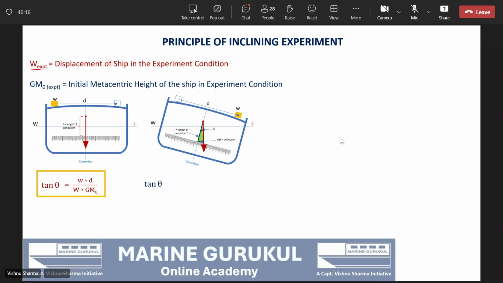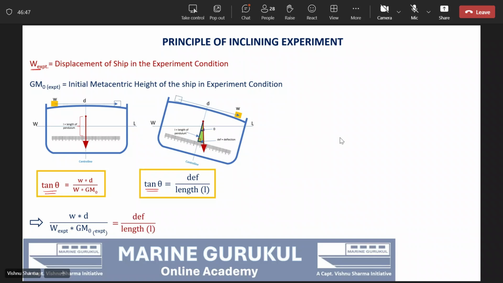And this angle obviously is 90 degrees. So in this right angle triangle, what will tan theta be equal to? Perpendicular upon base. It will be deflection upon L. Am I right, guys? Yes, sir. Now in these two equations, the left side is tan theta for both, so the right sides can be equated. w d upon W GM0 is equal to deflection upon length. Now you take GM0 on one side and everything else on the other side.